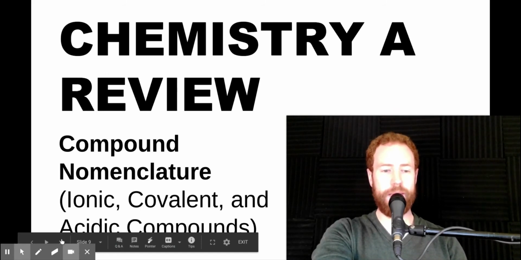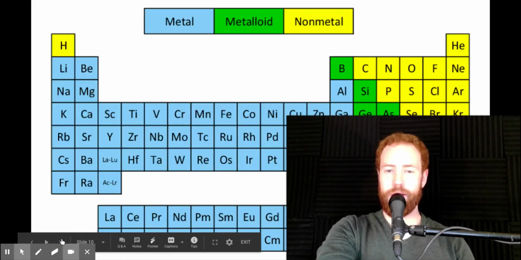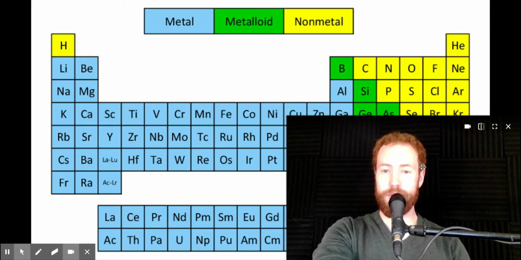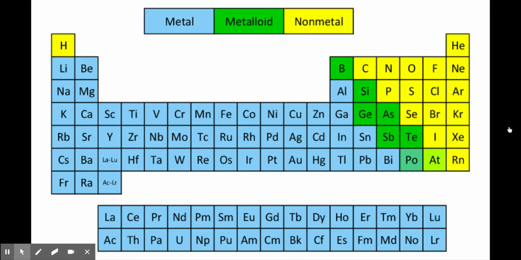Now, one of the first things that might be helpful for you to familiarize yourself with, if you haven't yet, is where the metals, metalloids, and nonmetals are on the periodic table. Because depending on what combination of these things you have bonding, that's going to determine what kind of bond is formed, and therefore what kind of compound is formed, and therefore what kind of nomenclature rules you're going to use for the name and the formula of that compound. Now, I do want to point out that it's not really this simple.